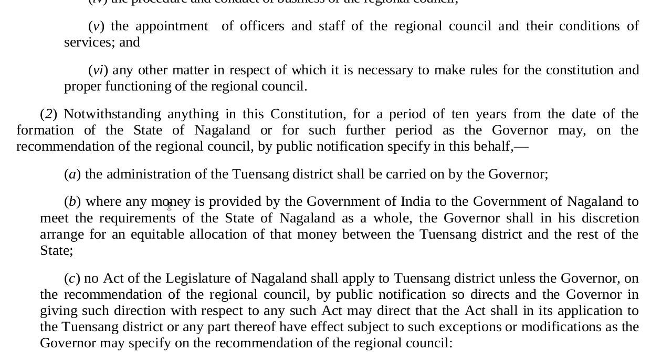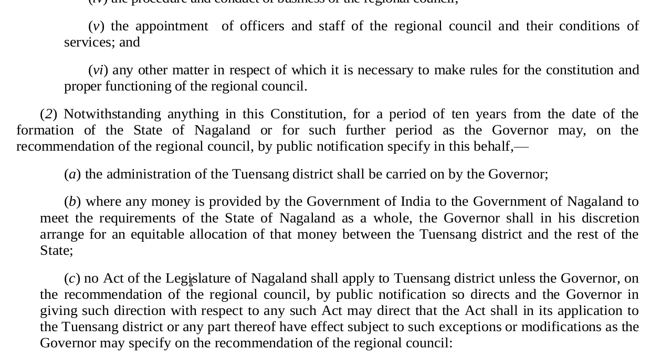B. Where any money is provided by the Government of India to the Government of Nagaland to meet the requirements of the state of Nagaland as a whole, the Governor shall in his discretion arrange for an equitable allocation of that money between the Tuensang district and the rest of the state.